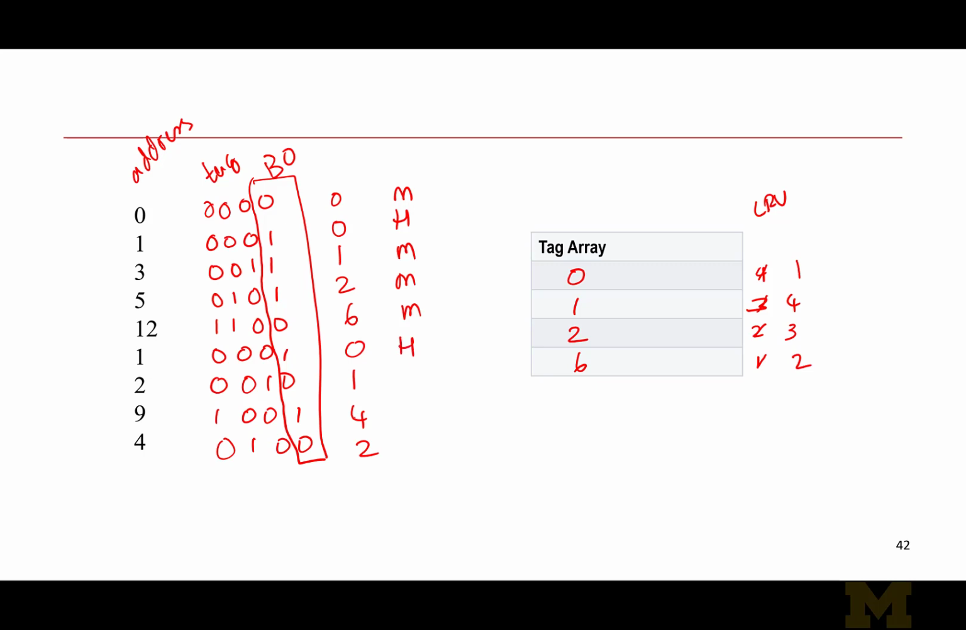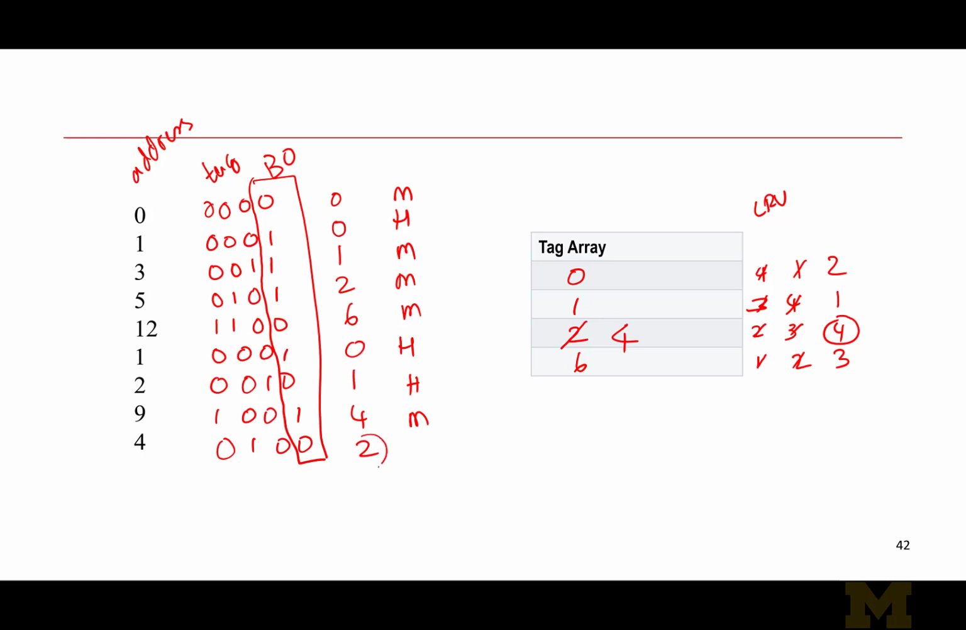This is going to be a hit, and when I access 1, again it's going to be a hit, and I need to update my LRU. So this would become 1, and everything has to be incremented by 1. Now if I access 4, it's not there in my cache, which means that I need to find out who is the least recently used tag. So the rank 4 is the least recently used tag, so I will evict it and replace it with 4. So this is going to be a miss.